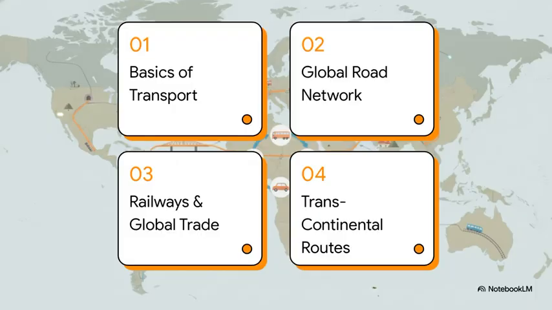Okay, let's dive right into this. We've got 4 main stops on our journey today. First, we'll cover the basics of transportation. Second, the global road network. Third, we'll look at railways and global trade. And finally, we'll scale way up to transcontinental routes.